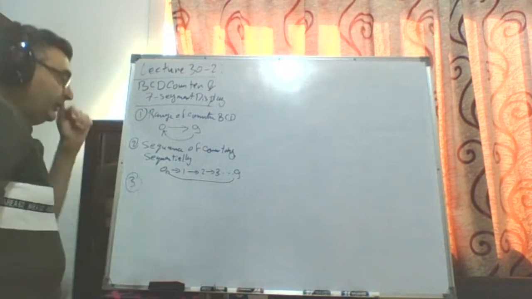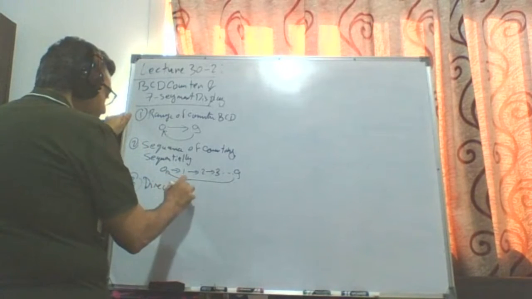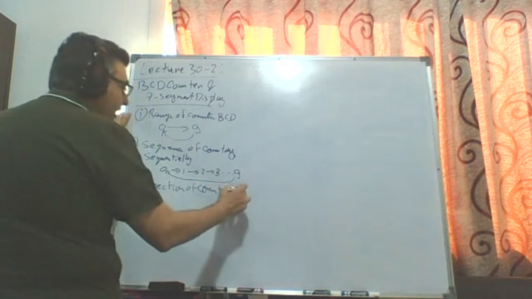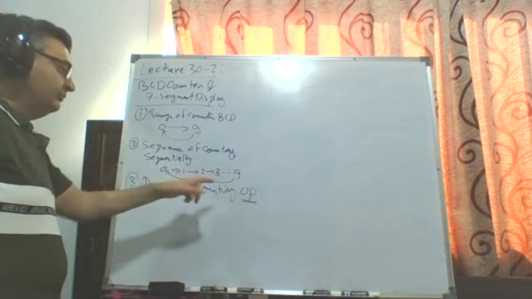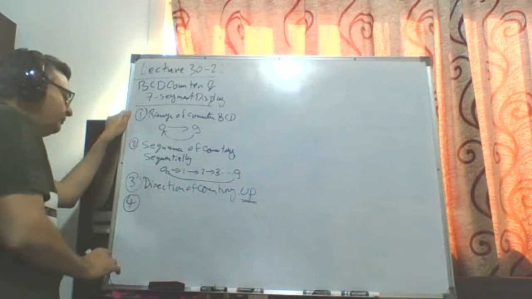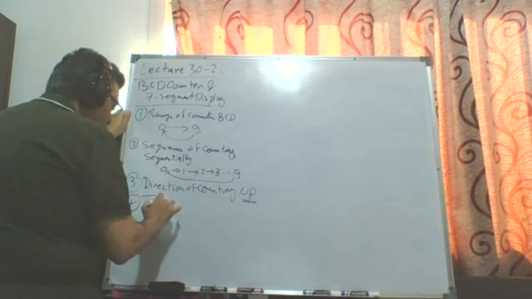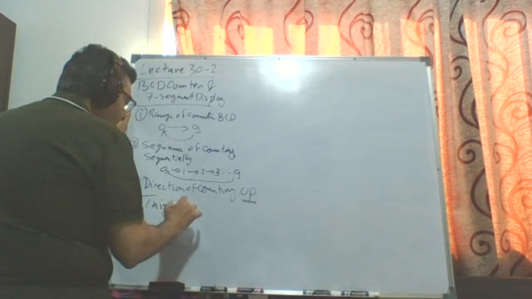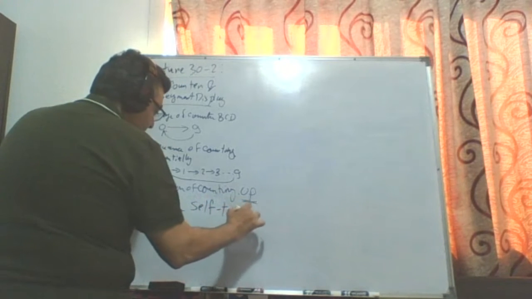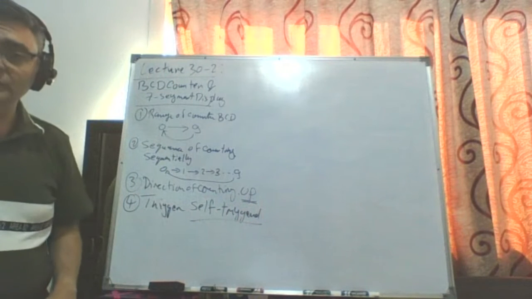Third question, direction of count. This is an up counter. Very clear, agree? Now, question number 4 is the trigger of counting. This is self-triggered. So I have answered all the questions.